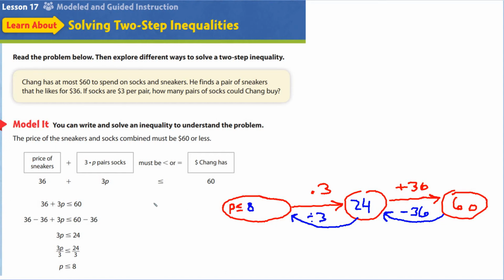And let's plug in a value here. Let's plug in, let's say, 6. What's 3 times 6? 18. 36 plus 18. Is that going to be less than 60? The answer to that is yes. Because 36 plus 18 gives us 54. So 54 is less than or equal to 60. So you can buy 7 pairs of socks if he wants to. Right? The most he can buy is 8. He can't buy 9. He won't have enough money for that.